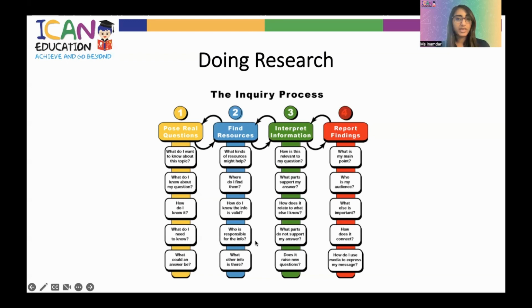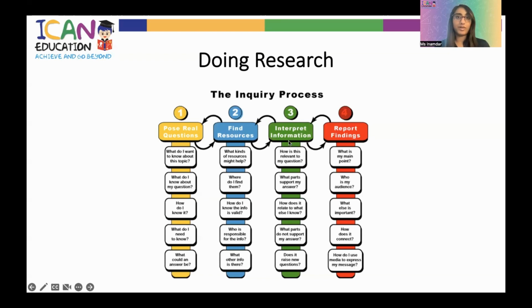Who is responsible for the information? Again, who wrote the information? Who's responsible for editing the information? I'm going to give you more information about that as well. And finally, what other information is there? So you've looked at a couple of sources, you found some information. Now, what other information is available?